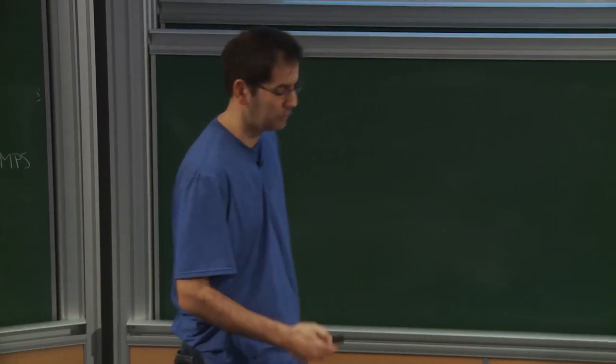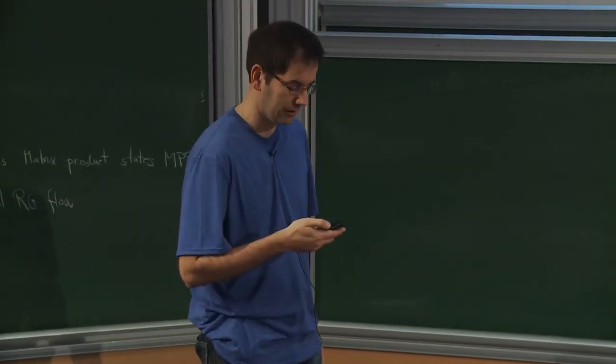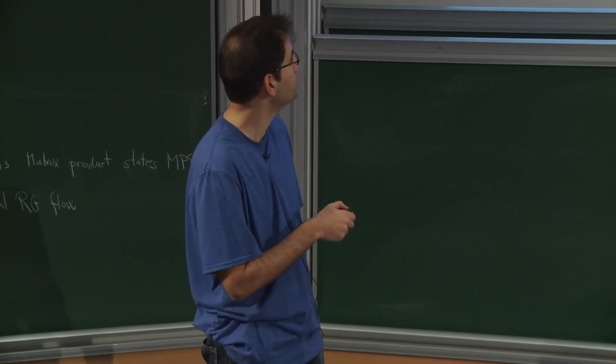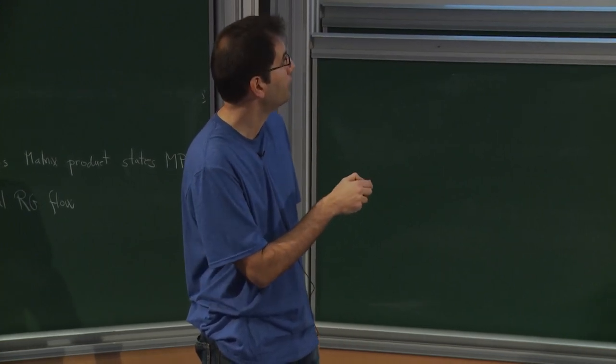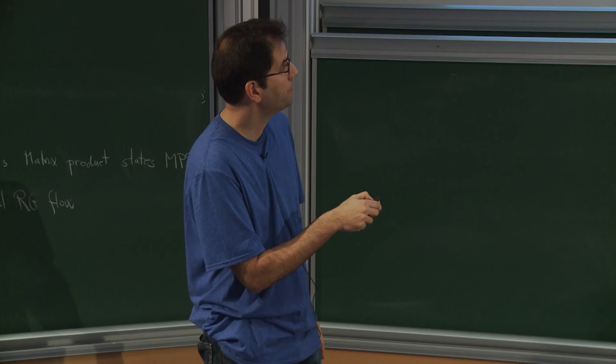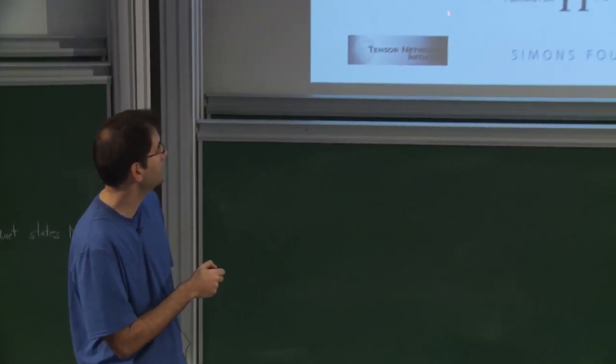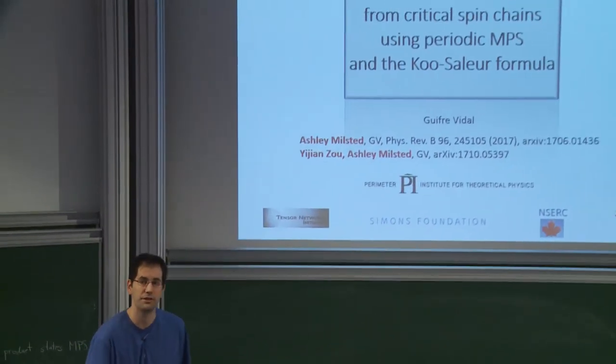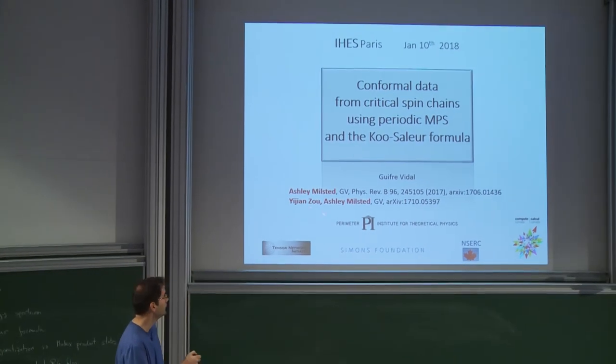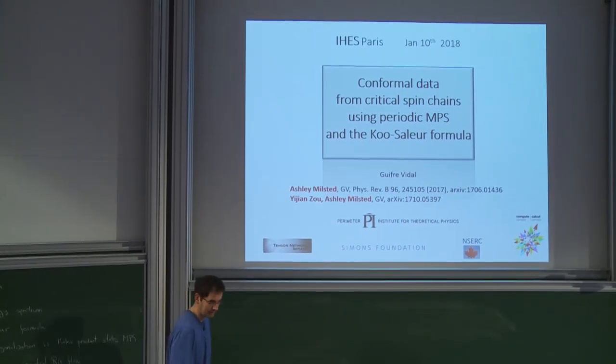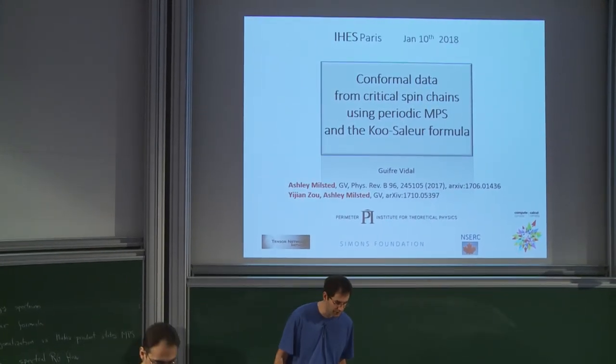My talk will be basically a summary or an introduction to these two papers. One is just on the arXiv, and the other one got published recently. And this is work with Ilya Milstead, who is a postdoc at Perimeter Institute, and also Yijian Zhou, who just started his PhD also at Perimeter Institute.